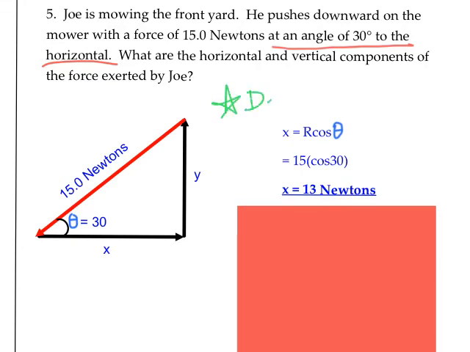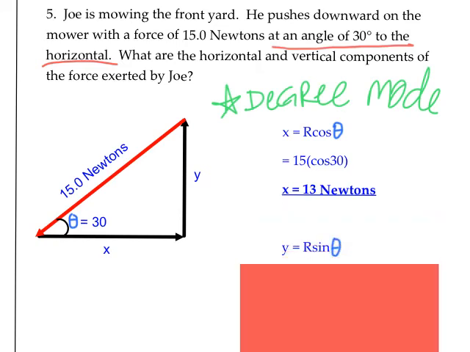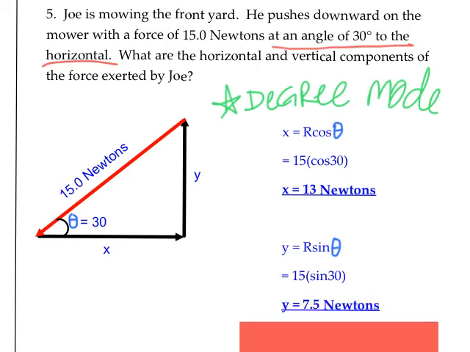Again, I'm going to give you a little bit of a star here to remind you that you want to be in degree mode on your calculator. And then the vertical part of the triangle is going to be sine instead of cosine. And again, you just plug the numbers in. The numbers go in the exact same places as they did before. You're just typing sine instead of cosine on your calculator. Okay. And if you're following along and you practice on your own calculator, you should have gotten 7.5.